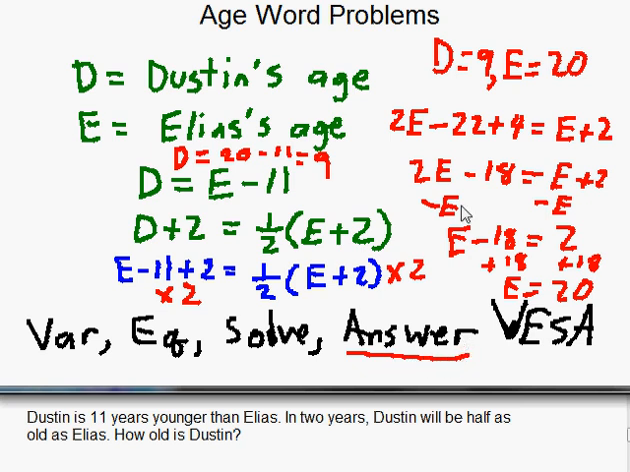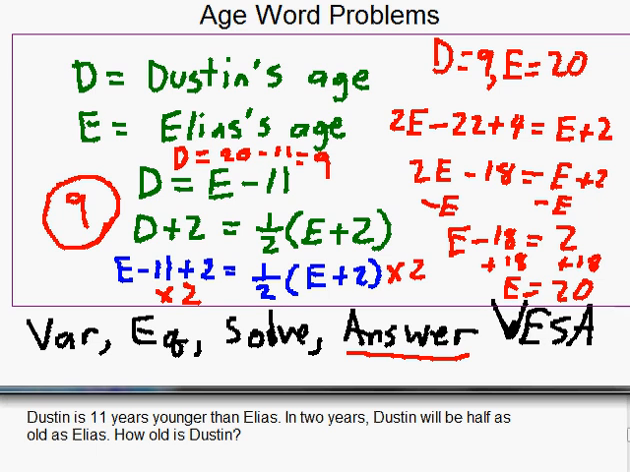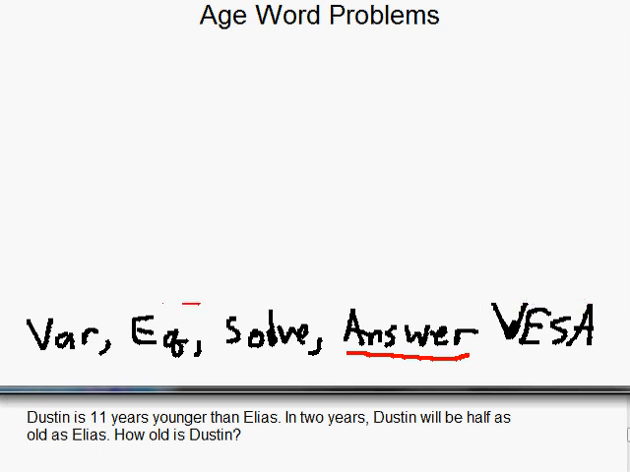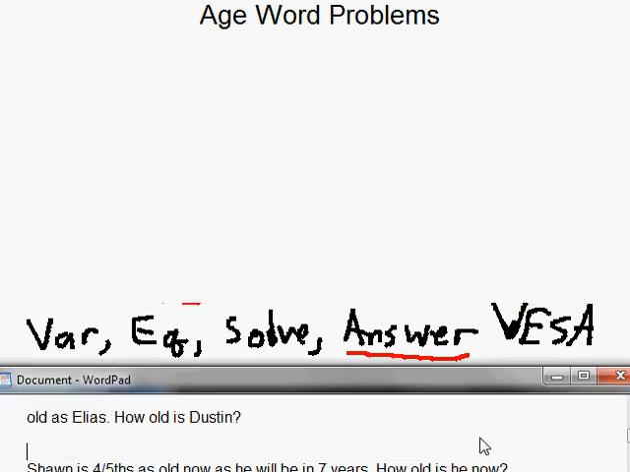But let's go back to the last thing. What's the answer? Well, it's not asking what Dustin and Elias's ages are. It's asking how old is Dustin. So the final answer is 9, and you can put a big circle around that. And if you wanted to, you could say Dustin is 9 years old. Make sense? Okay, let's do one more, and then we'll be done with this particular lesson.